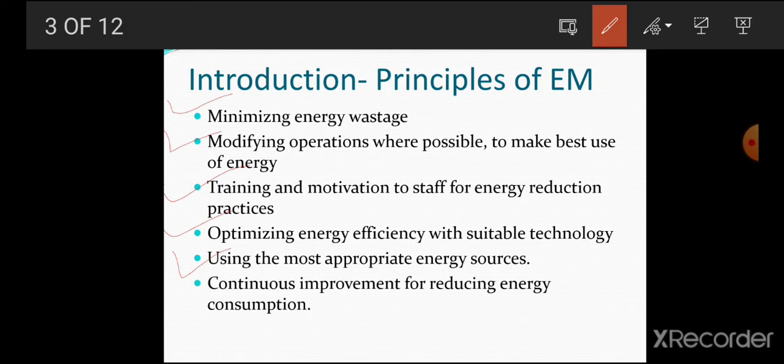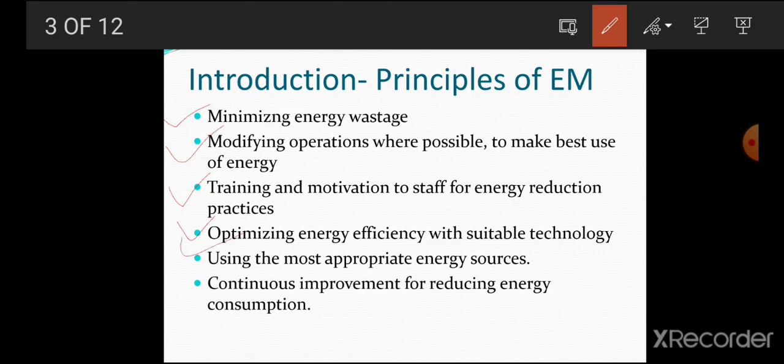So whatever the appropriate energy source is there, it should be used. So what does it mean? As we know that for cooking, for heating applications, we generally use directly the gas, that is CNG, LPG, or PNG, which is available. We do not use electricity for heating applications. The reason is that the electricity is produced, that is optimizing energy efficiency with suitable technology and use of most appropriate energy sources.